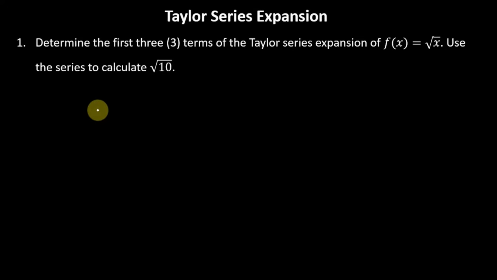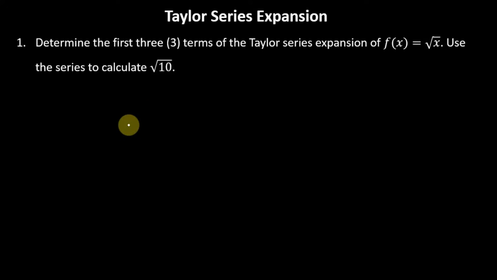So here we have question 1. Determine the first three terms of the Taylor series expansion of f of x is equal to the square root of x, and use the series to calculate the square root of 10. Now, we have to bear in mind that we want to use a series to calculate the square root of 10. Now, the first thing that we want to look at, guys, is our function.